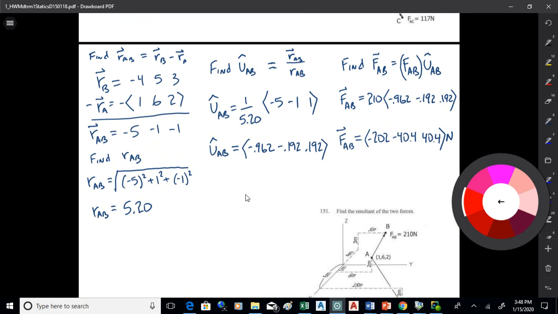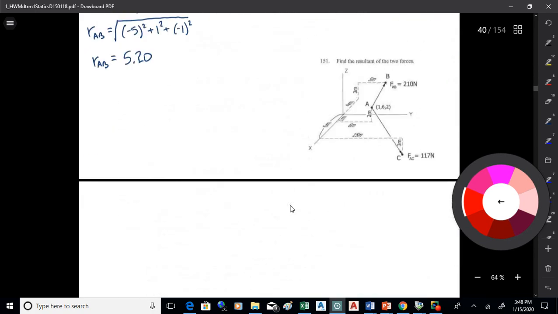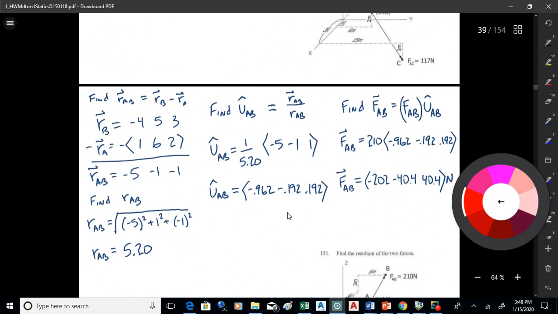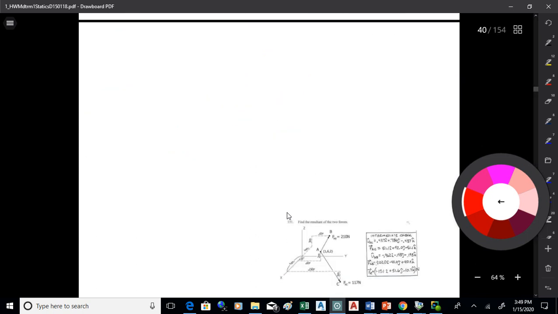All right, so that gets me one of the force vectors. Now you're going to have to get FAC, and then you'll add them together and get the resultant vector. So you're going to do the same thing: get FAC and then add the two vectors together and get the resultant. Questions on that? Okay. Good.